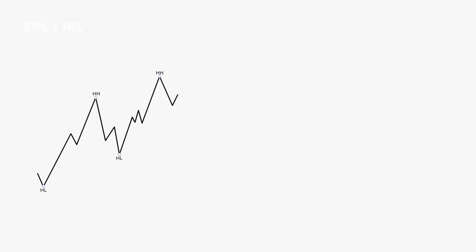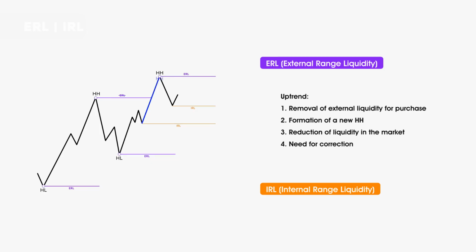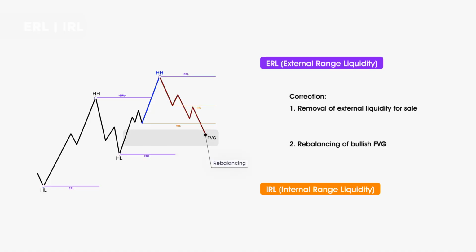Consider a classic uptrend. Its key elements point to areas of external liquidity accumulation, while internal liquidity includes all swings between the current higher low and higher high. The mechanics of an uptrend are quite simple. First, external liquidity related to buys is removed, forming a new high. This reduces the available funds in the market and creates a need for asset redistribution in the opposite direction. During the correction, the market performs two main tasks: removing internal sell liquidity pools and eliminating previous price inefficiencies.